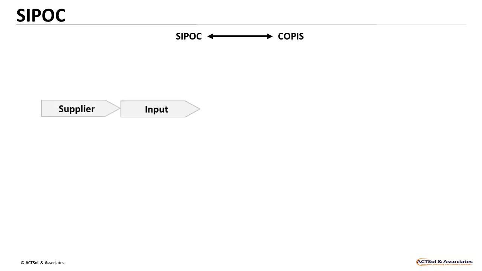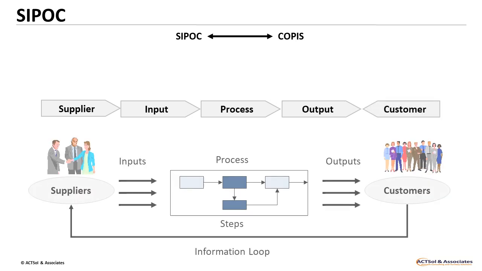Now let us learn another important concept, that is SIPOC. A SIPOC, sometimes also known as COPIS, is a tool that summarizes the inputs and outputs of one or more processes in a table form. The acronym SIPOC stands for Suppliers, Inputs, Process, Outputs, and Customers.